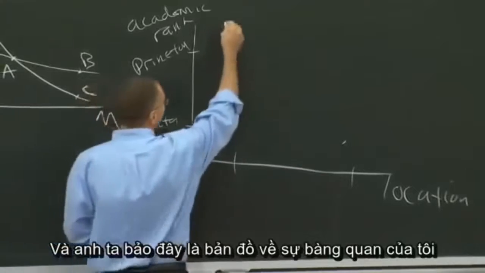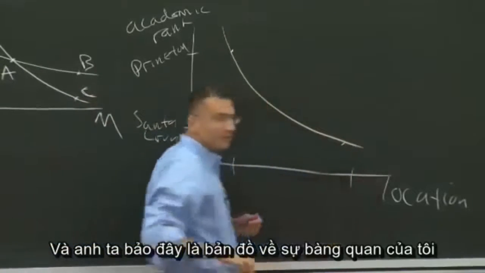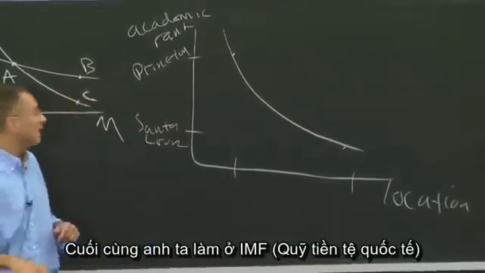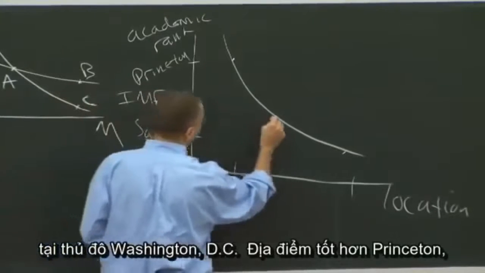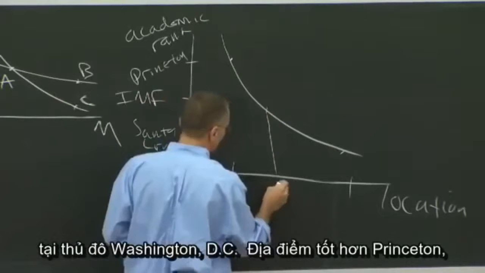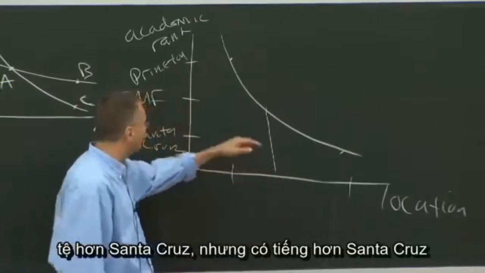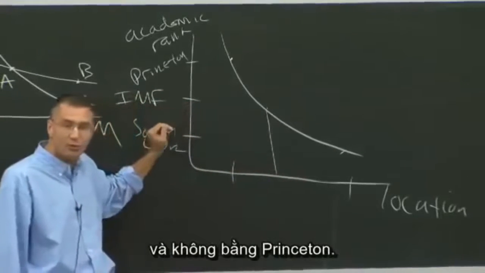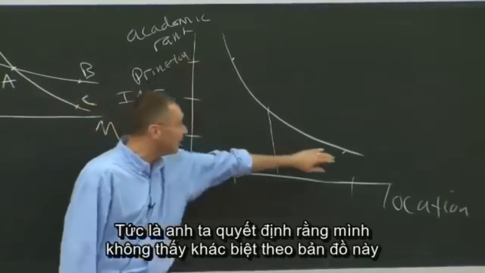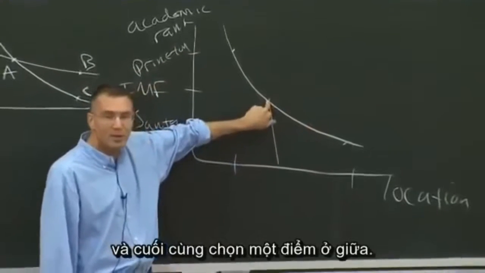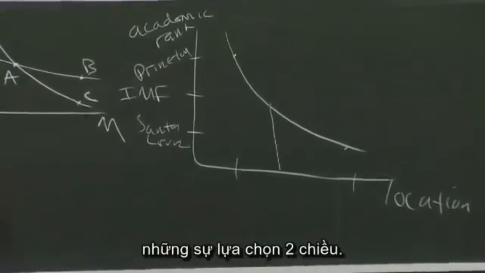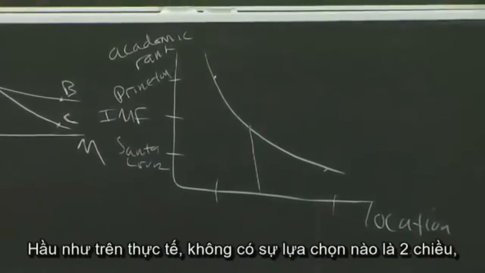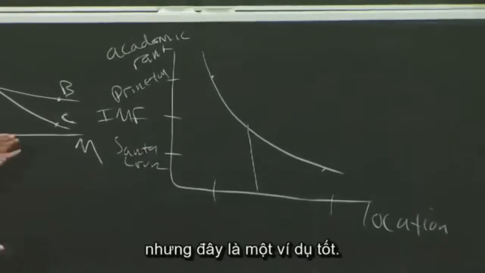And he said, here's my indifference map. Okay? And where did he end up going? He ended up going to the IMF, the International Monetary Fund in DC, which had a better location than Princeton, worse than Santa Cruz, but a better reputation than Santa Cruz and worse than Princeton. So he decided he was indifferent along this map, and he ended up choosing a point in the middle. But indifference curves are just a way of representing 2-dimensional choices. Now, very few choices in life are purely 2-dimensional, but that's a nice example.